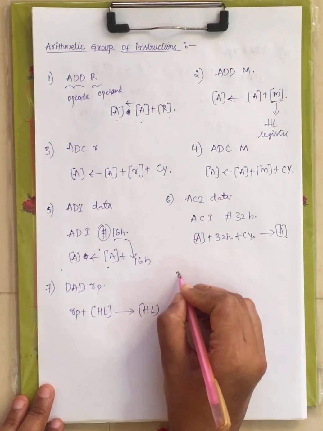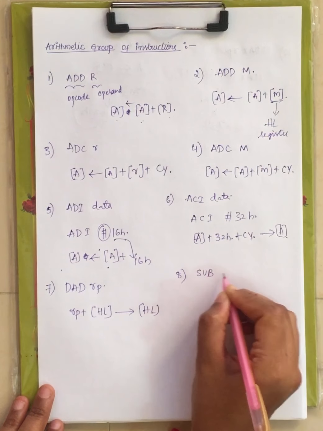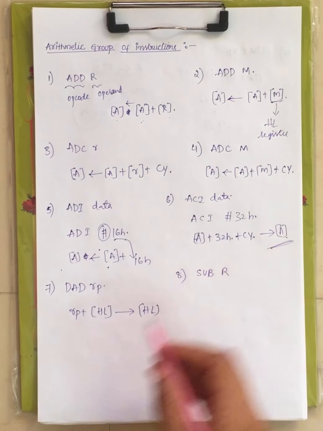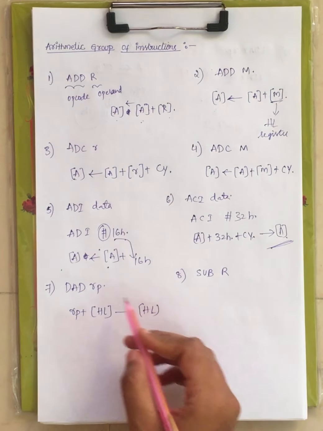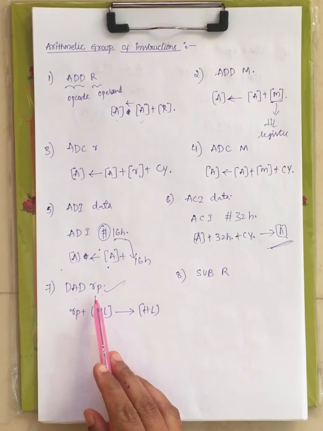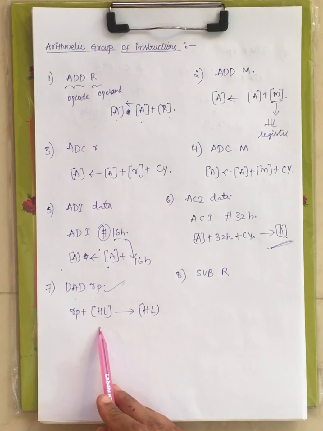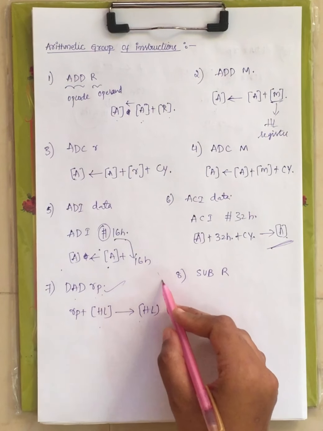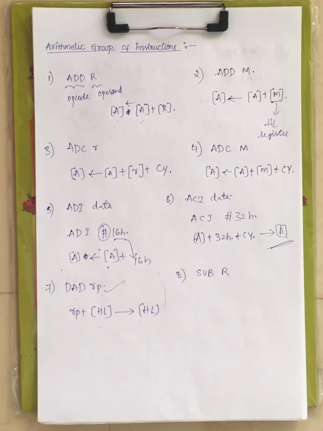Now coming to the eighth instruction, we have SUB R, right? Till now we have seen the addition operation. Under addition operation, till the sixth one we have only 8-bit addition. If you consider the seventh one, this is a 16-bit addition. DAD RP: the contents of the register pair are added with the contents of the HL register, and the result is stored in which register? HL register. HL register pair is of how many bits? 16 bits, right? Till now we have seen the addition arithmetic instructions.